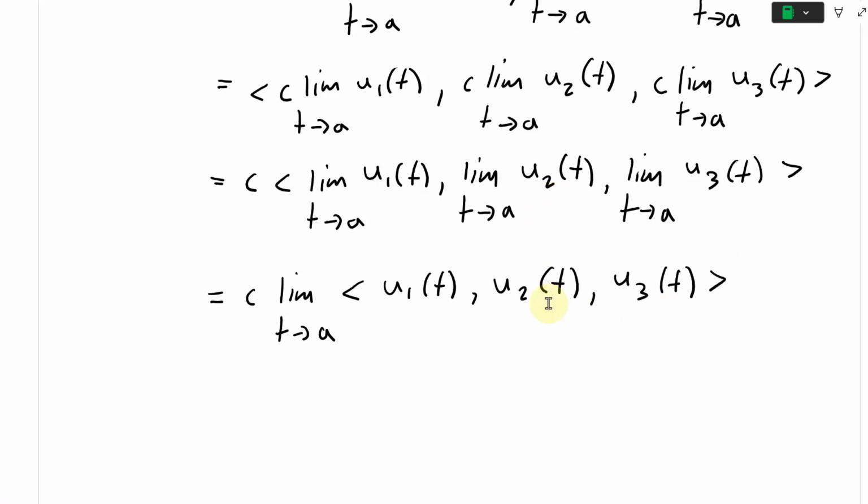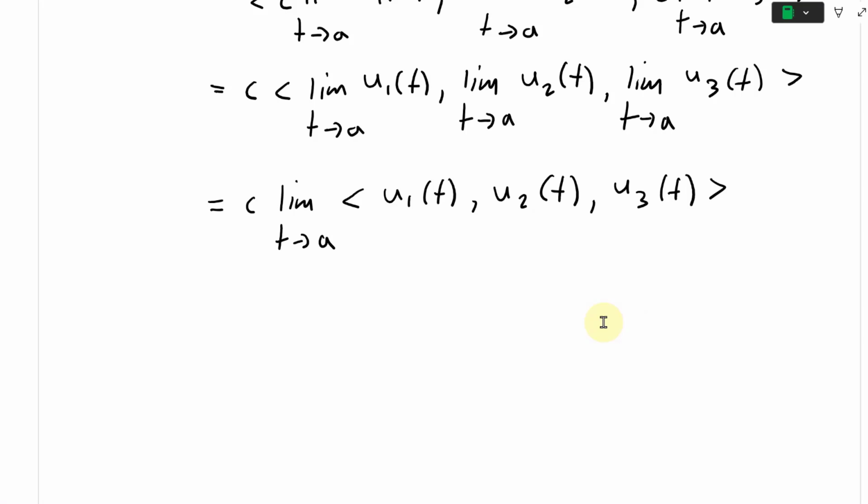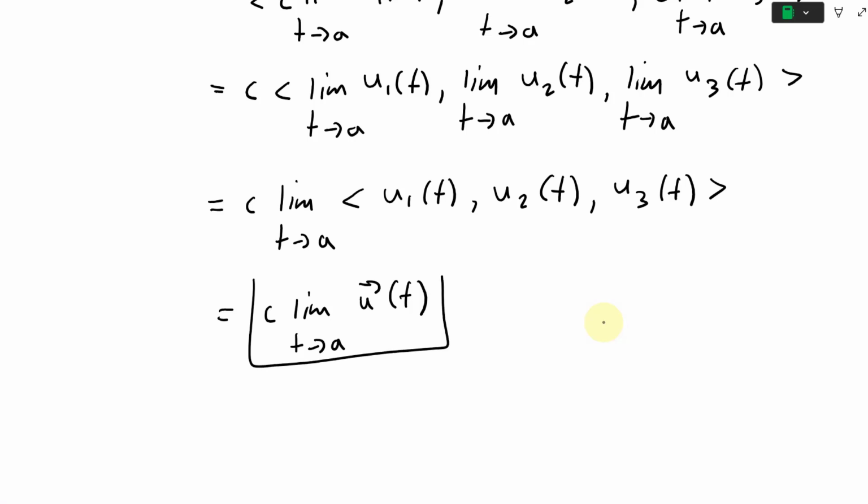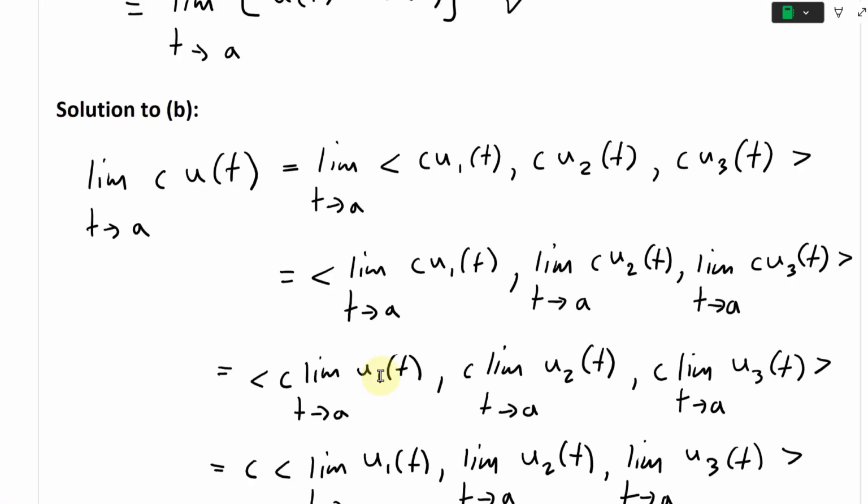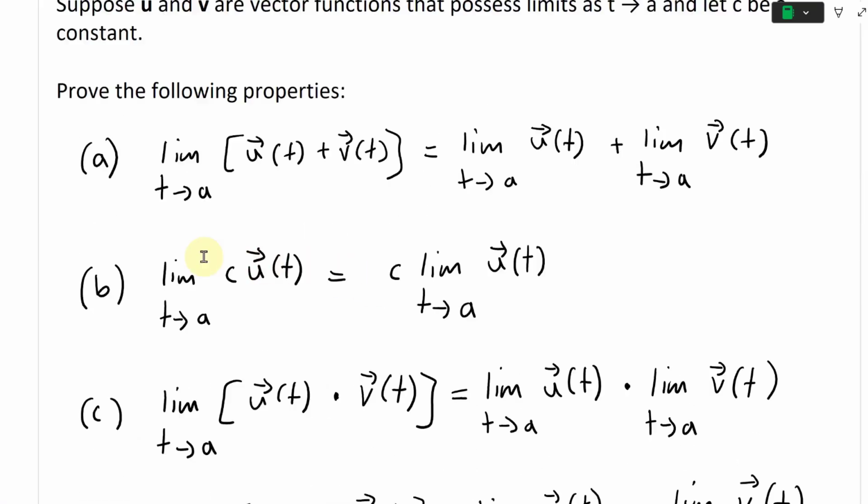And in other words, this right here is just the vector u function. So this is going to be the limit as t approaches a of the u vector function, like that. I'll just box this in. And that is exactly what we have. We can see that from the value right here, there's the b. So we went from here all the way over to here. We took the constant out, just using basic limit laws and the definition of the vector function limit.